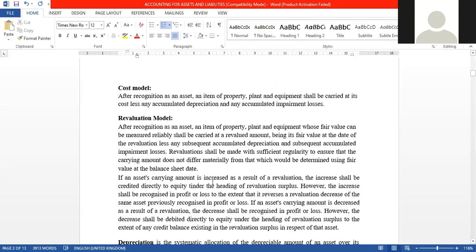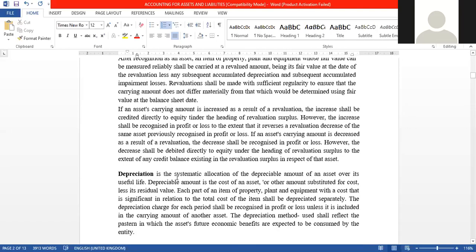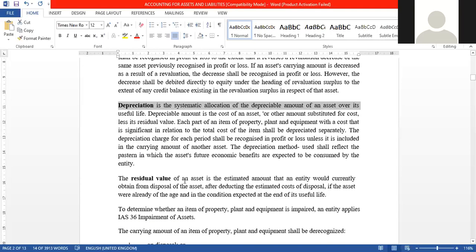And I know we have done this before. The concept of depreciation, we have talked about it before. It's only now that we want to focus on it and consider it. Now, depreciation is what we call the systematic allocation of the depreciable amount of an asset over its useful life.